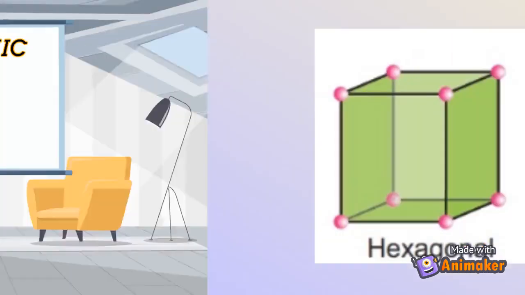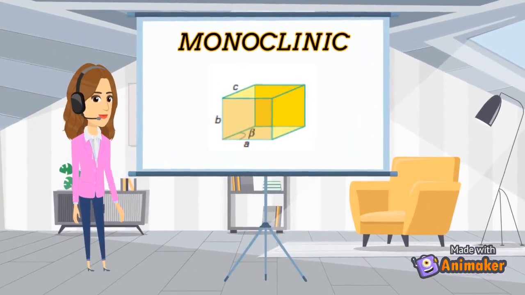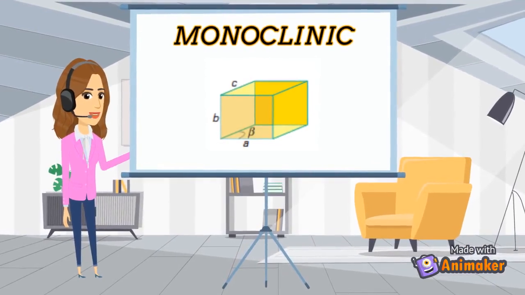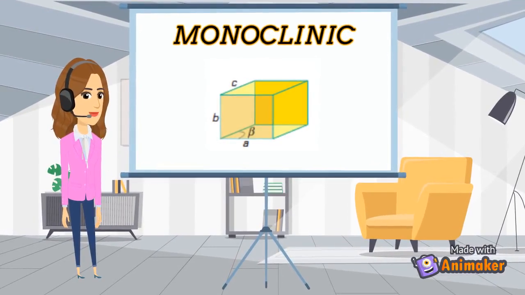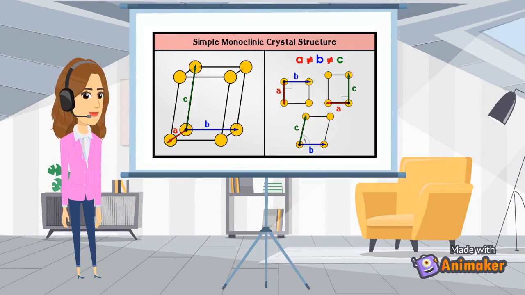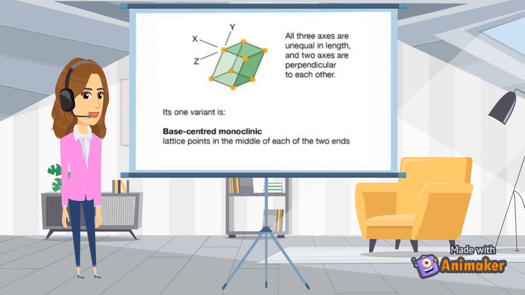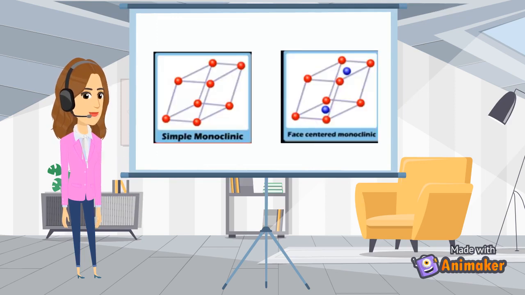In the monoclinic system, the crystal is described by vectors of unequal lengths as in the orthorhombic system. They form a rectangular prism with a parallelogram as its base. Hence, two pairs of vectors are perpendicular and meet at right angles, while the third pair makes an angle other than 90 degrees. It is of two types: simple monoclinic and face-centered monoclinic, with a lattice point in the middle of each of the two ends.